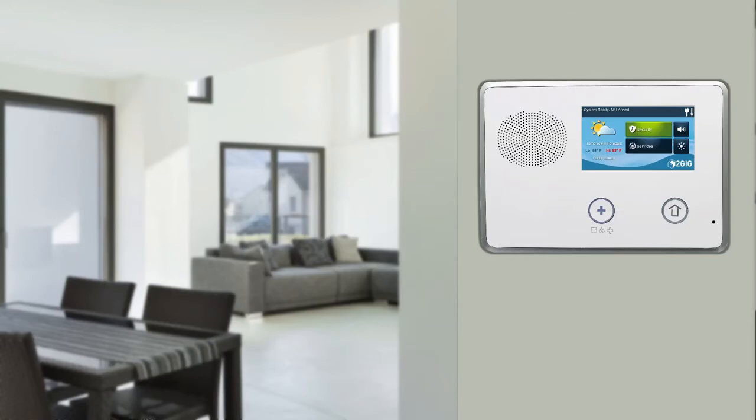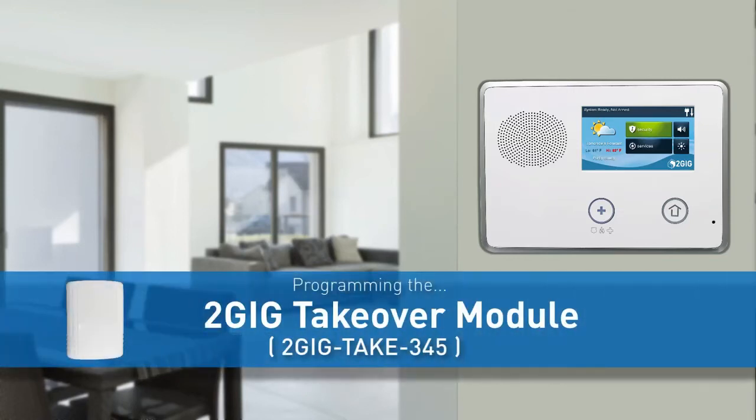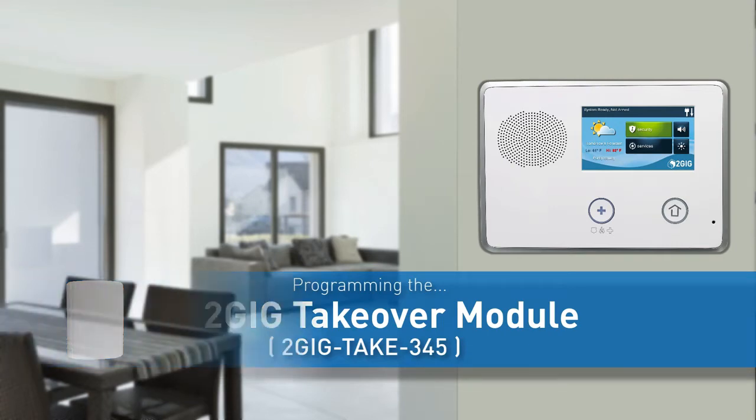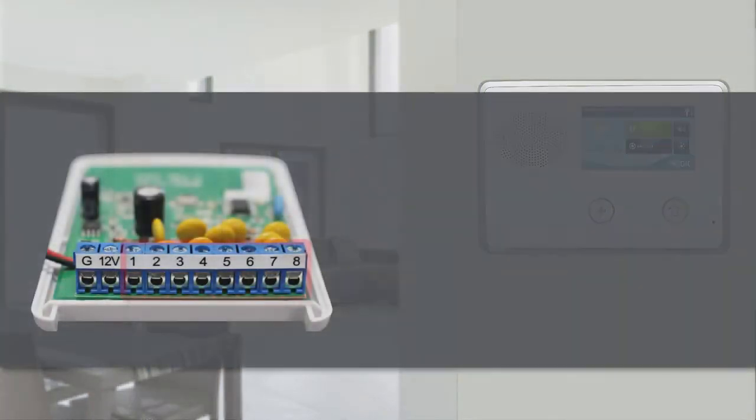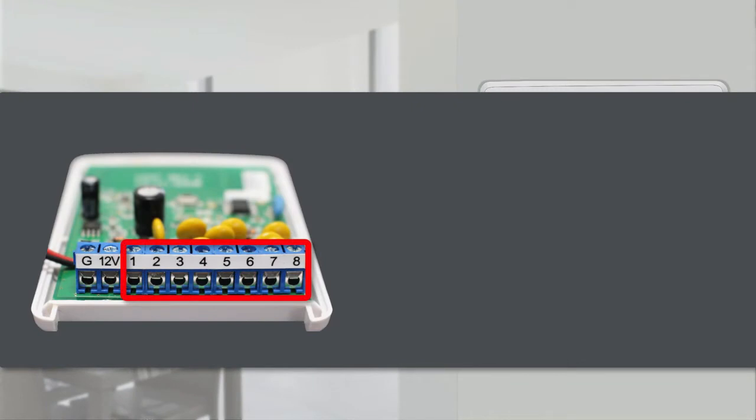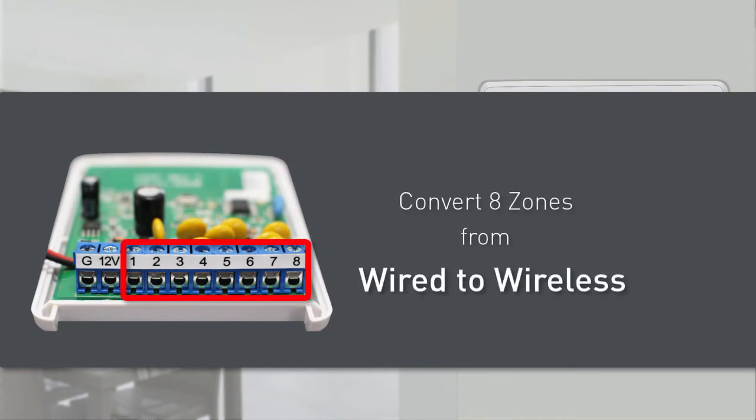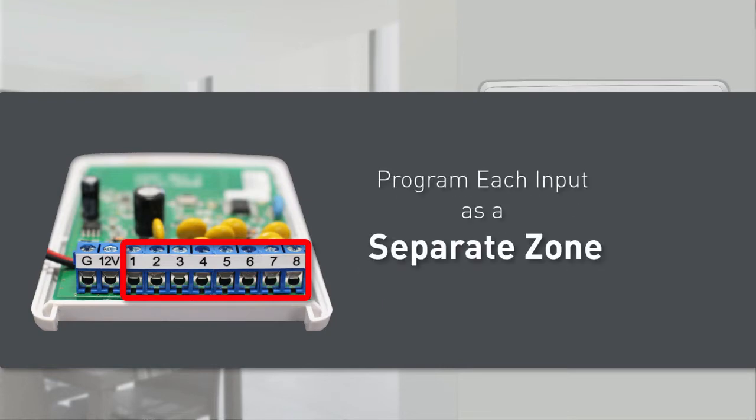Welcome! The following video will demonstrate how to program a 2 gig Takeover module into a 2 gig GC2 panel. The Takeover module contains 8 terminal inputs, which allow you to convert 8 zones from wired to wireless. Each of the 8 inputs should be programmed as separate zones on the panel.